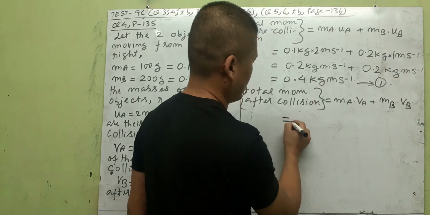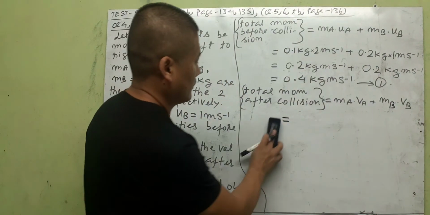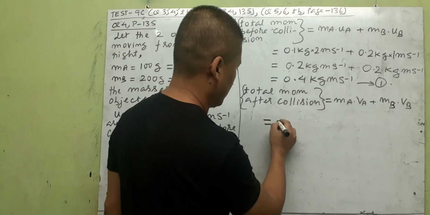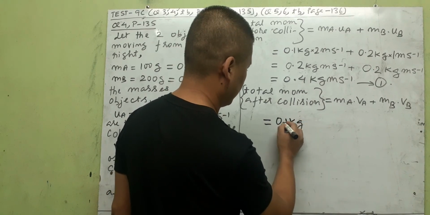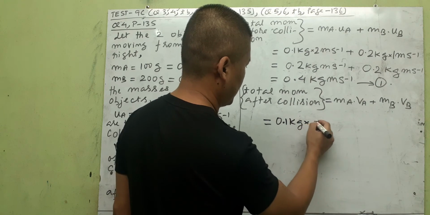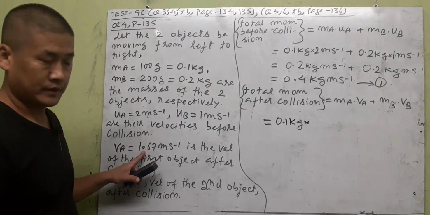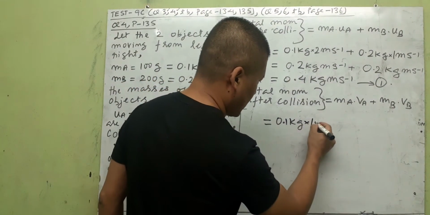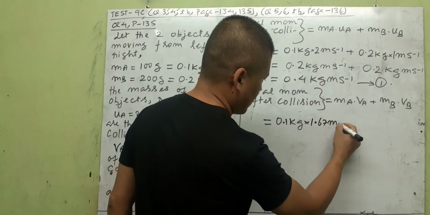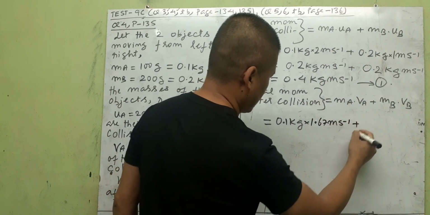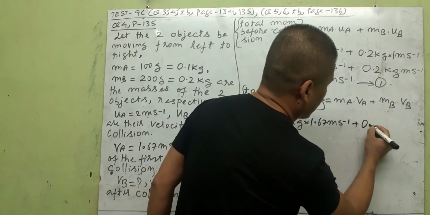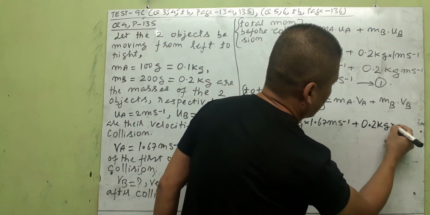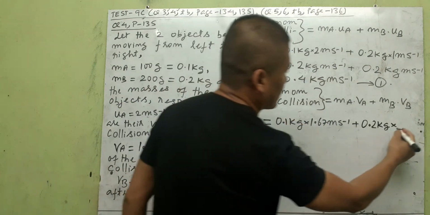Then here, it's a matter of doing carefully, that's all. Mass of first object is 0.1 kg into VA, 1.67, so 1.67 meter per second, plus MB, 0.2 kg, so 0.2 kg into VB. We don't know yet, so just keep it like that.